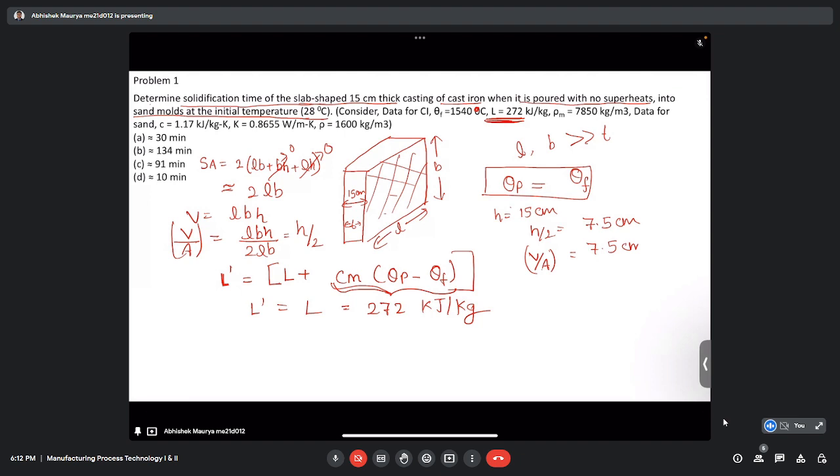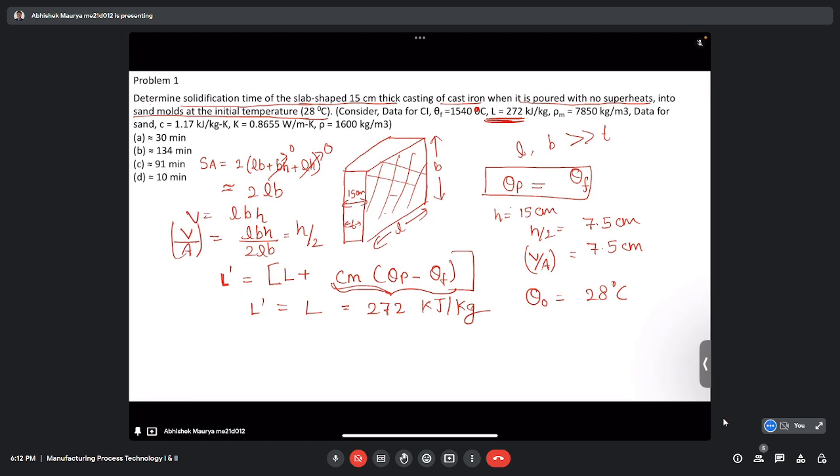As well as, what is the temperature of the ambient? That is 28 degrees Celsius. So theta 0 is 28 degree centigrade. Now, in order to find out this time for solidification, we need to find out some parameters.